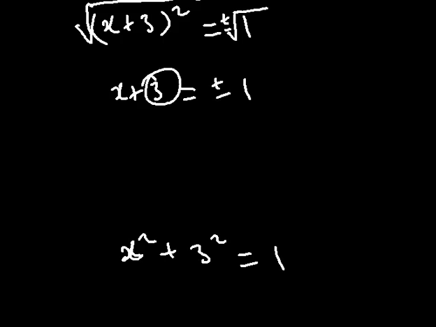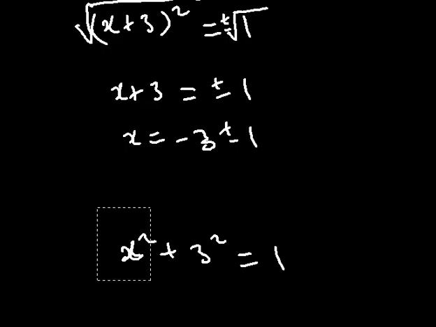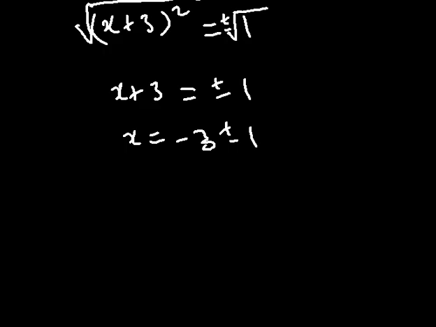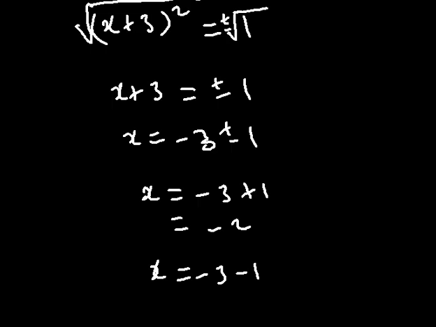Then we have to transfer 3 to that side. We'll have x is equal to negative 3 plus or minus 1. And we'll have x is equal to negative 3 plus 1, that is given as negative 2, or x is equal to negative 3 minus 1, which is equal to negative 4. So these are the solutions using what we call the completing the square method.